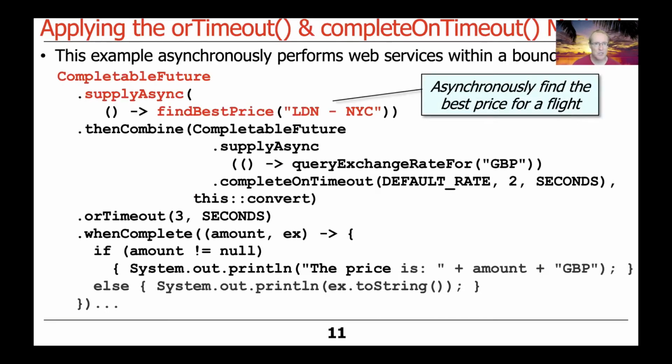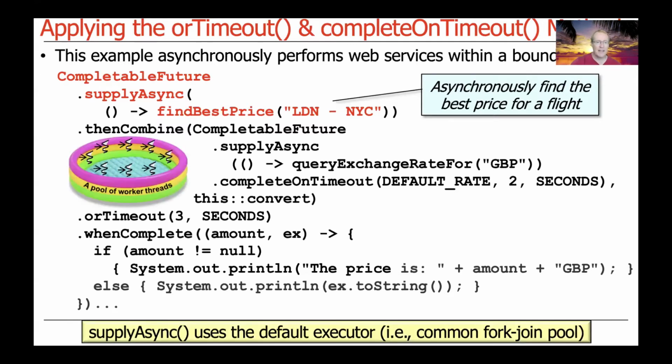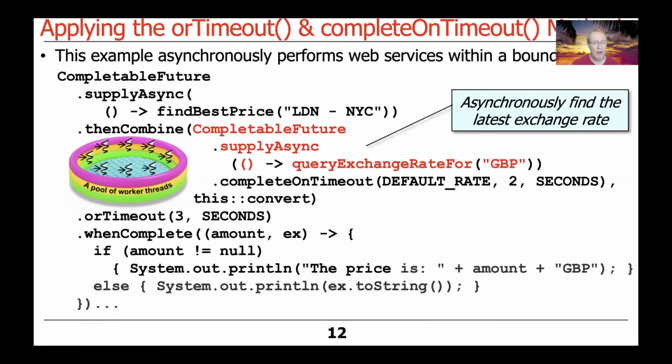What it does is it attempts to asynchronously find the best price for a flight. So let's say we want to fly from London to New York City, if people are still flying those routes at the moment. And so what we're going to do is we're going to use the supplyAsync factory method, passing in a Lambda expression that says find best price, London to New York City. So that'll start running in the background. And then we're going to use the default executor, which in this case is the common fork join pool, to do this.